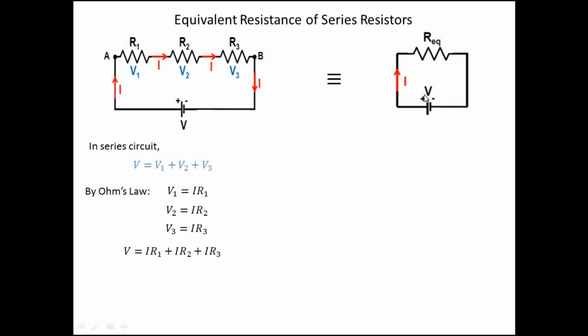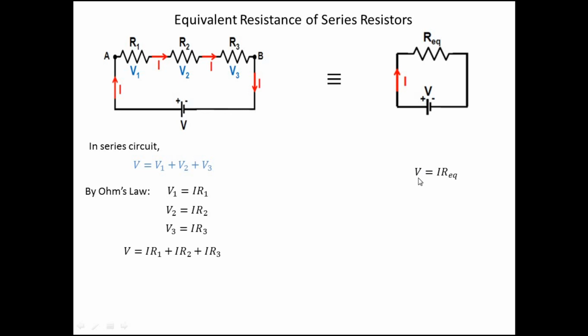And in case of an equivalent single resistor, we can apply Ohm's law here also. The voltage across it is the total voltage V and the current is I. So V equal to IR equivalent. So this V is the same.